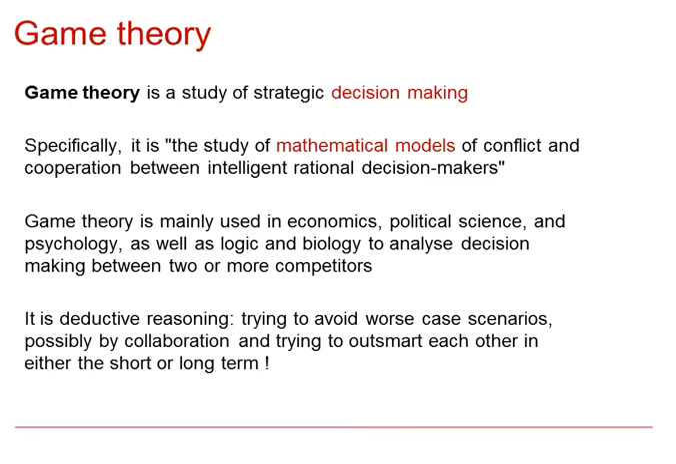So game theory is a study of strategic decision-making. Specifically, it is the study of mathematical models of conflict and cooperation between intelligent, rational decision-makers. Game theory is mainly used in economics, political science, and psychology, as well as logic and biology, to analyse decision-making between two or more competitors. It is deductive reasoning, trying to avoid worst-case scenarios, possibly by collaboration, and trying to outsmart each other in either the short or the long term.